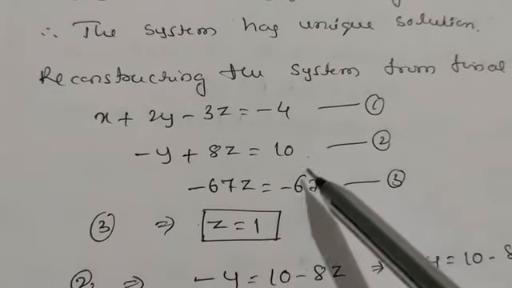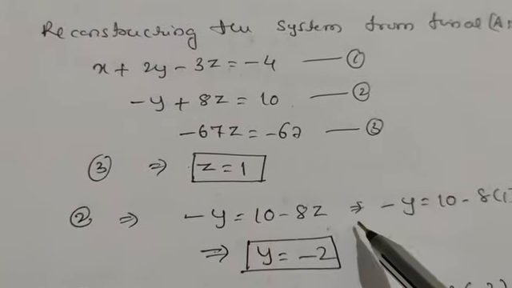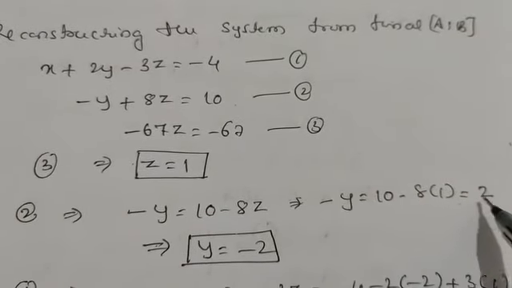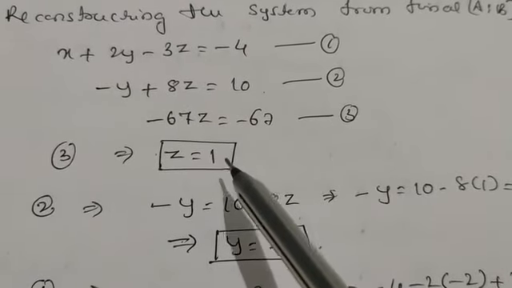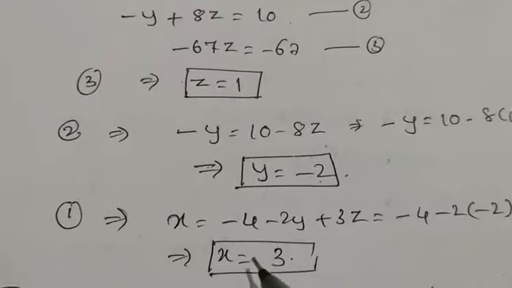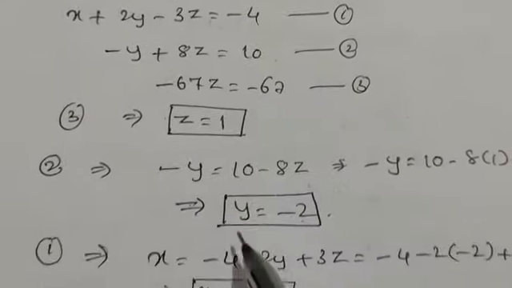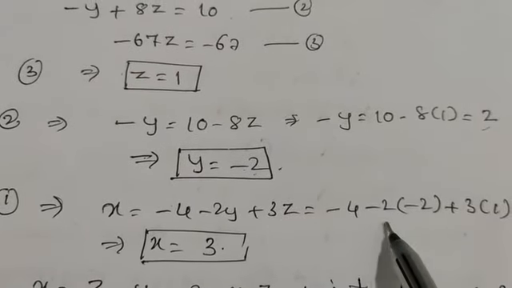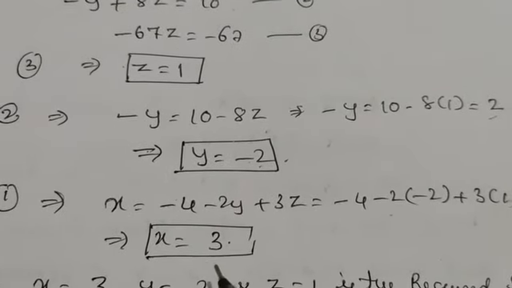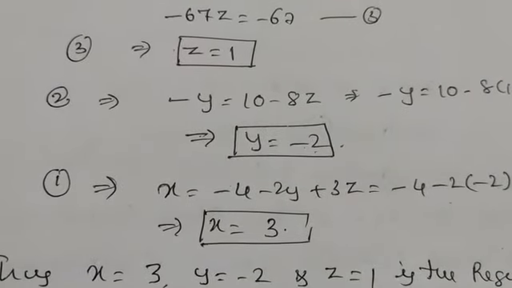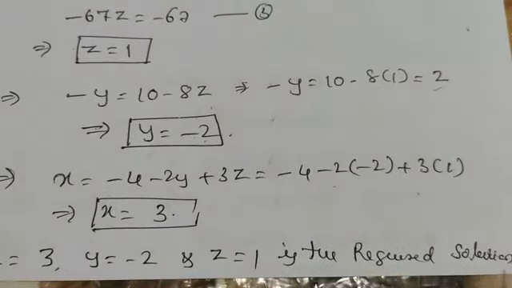And equation 2 implies, substitute z is equal to 1 in equation 2. It is minus y plus 8 is equal to 10. So minus y is equal to 10 minus 8, which is 2. That is y is equal to minus 2. Substitute y equal to minus 2 and z equal to 1 in equation 1. You will get x. So x equals, from this equation, minus 4 minus 2y plus 3z. Substitute all the values: minus 4 minus 2 times minus 2 plus 3 into 1. Simplify this, you will get x equal to 3. So thus we have x equal to 3, y equal to minus 2 and z equal to 1 is the required solution.